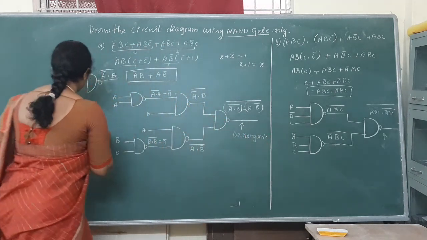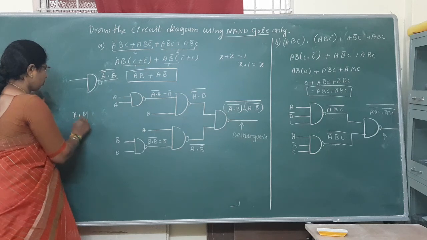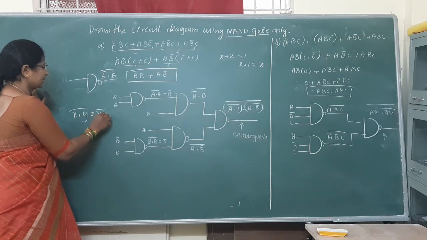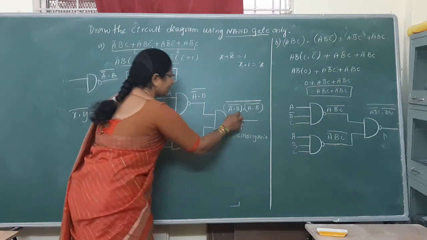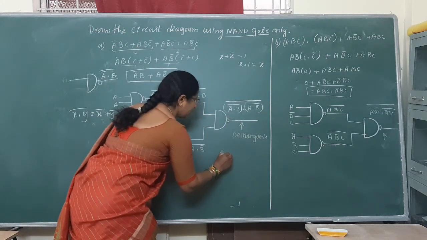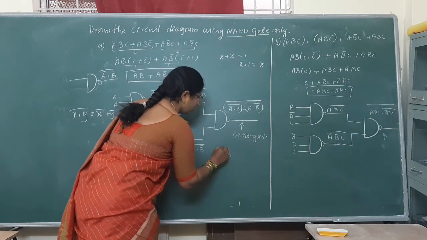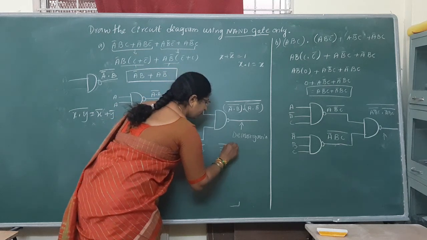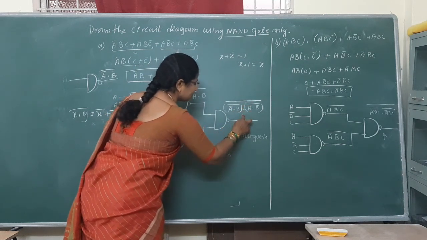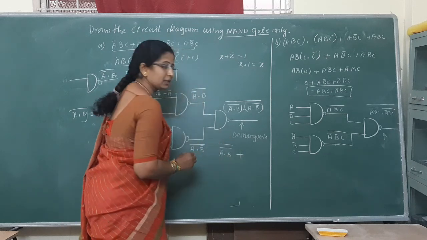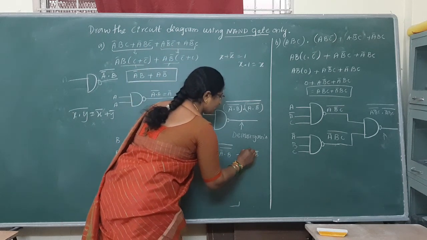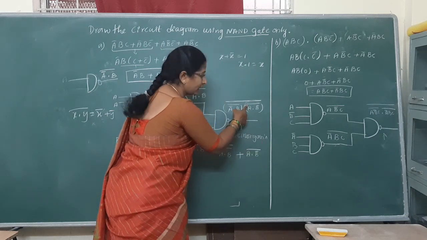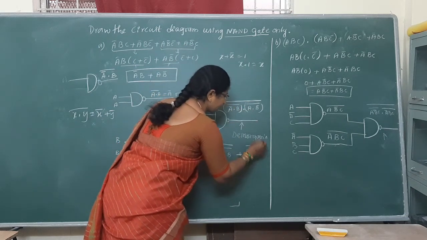Do you remember De Morgan's law? X into Y whole complement can be written as X complement plus Y complement. So split the expression A bar into B whole bar. One more bar, that means this dot will be replaced with the plus: A into B complement. One complement is already there. The over bar gets split.